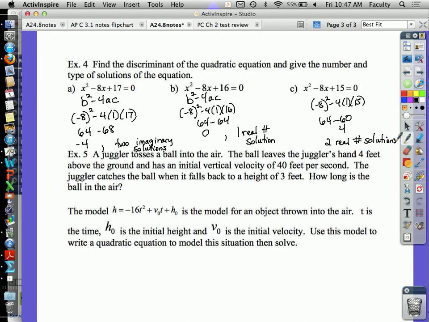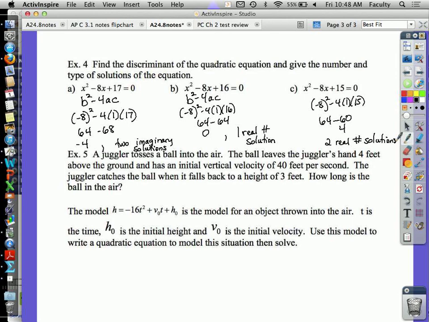All right, last example is an application. Quadratic equations have a lot of good applications for them. It says a juggler tosses a ball into the air. The ball leaves the juggler's hand 4 feet above the ground and has an initial vertical velocity of 40 feet per second. The juggler catches the ball when it falls back to a height of 3 feet. How long is the ball in the air?